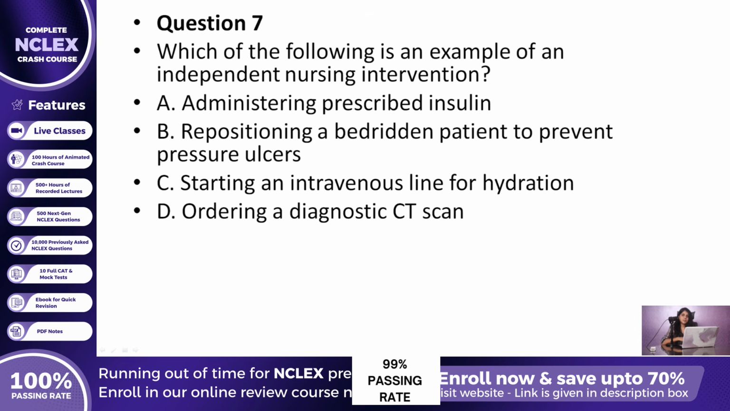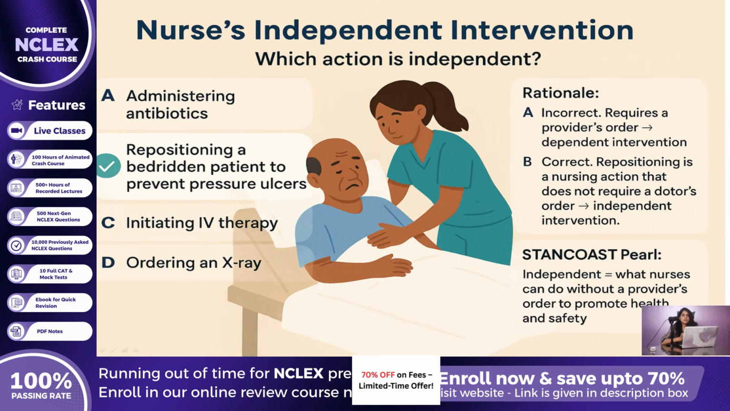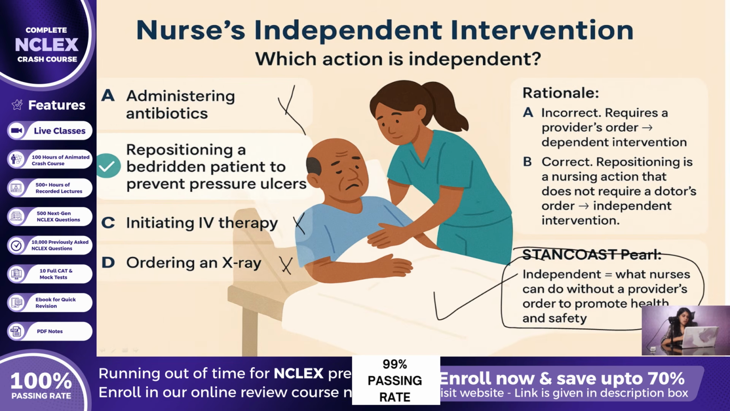The correct answer is option B because repositioning is a nursing action that does not require a provider's order. Option A and C require prescriptions, and option D is outside nursing scope. The Stancoast pearl is that independent means nurses can do it on their own authority to promote safety and comfort.